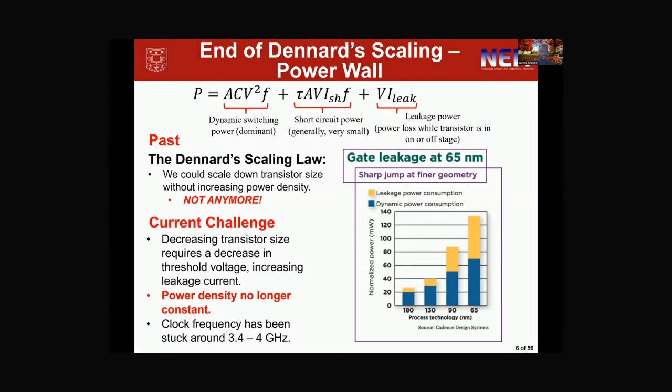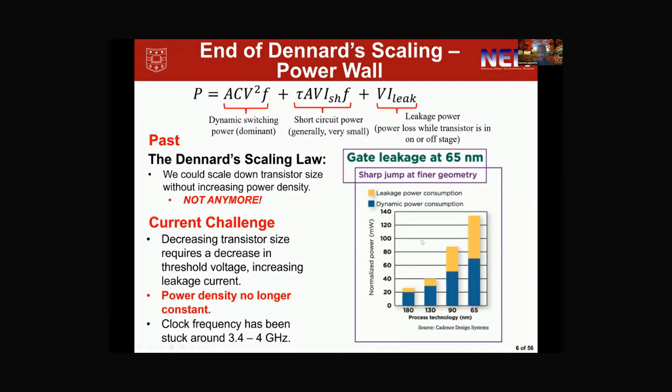So in the past, if we look at Dennard scaling, we could essentially scale down the transistor size without increasing the power density. So what happened? If we look at the current challenge, when we decrease the transistor size, that requires a decrease in threshold voltage, which increases the leakage current. And so therefore, power density is no longer constant. And this is why we've been stuck at a clock frequency around 3.4 to 4 gigahertz.